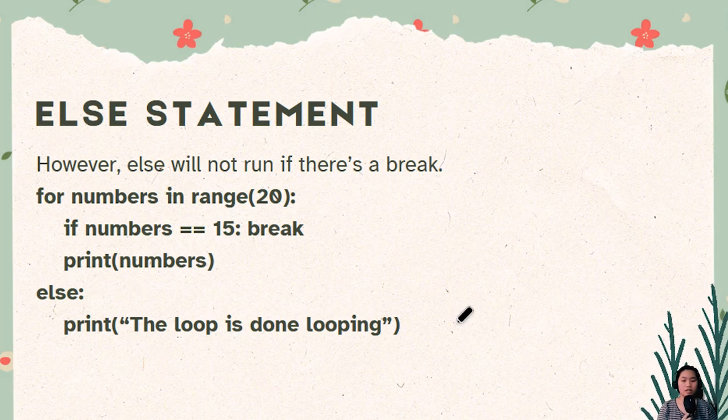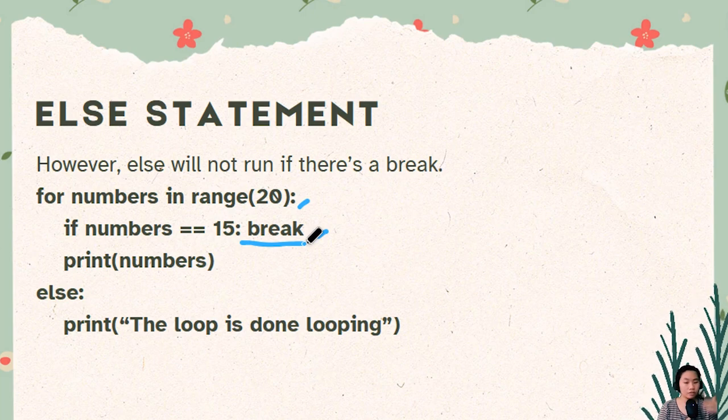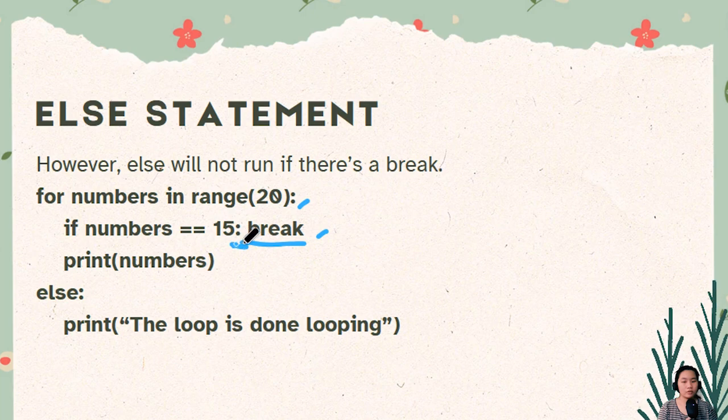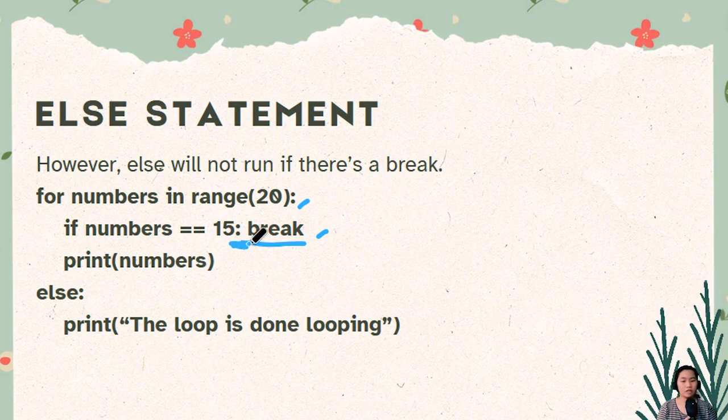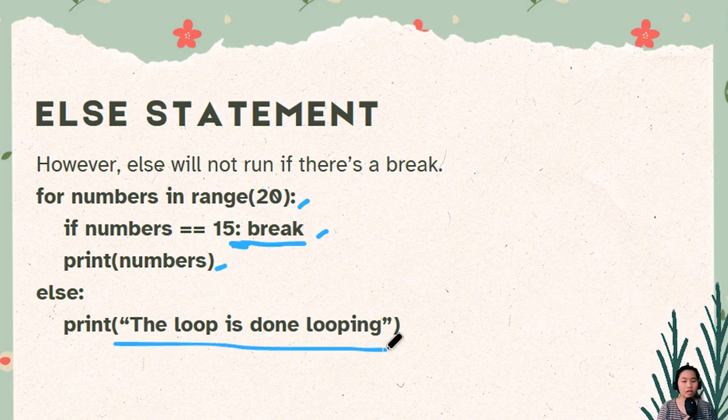The next part is that there's an exception for the else statement, and that is break. So I have for numbers in range 20, if numbers equals 15, break. Now, as you can see here, I don't have this on a new line. You don't have to. The break statement can be put in the same line. Make sure to have a space between the if statement and the break statement. Print numbers, else print the loop is done looping.